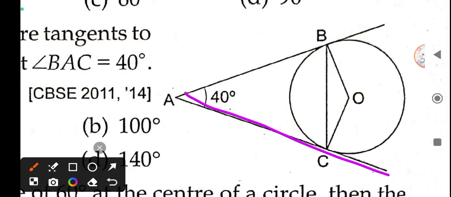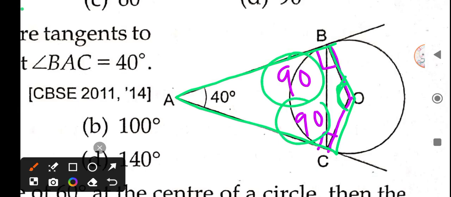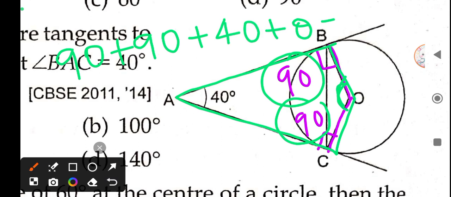Firstly, this is a tangent AC, and this is the center. So the angle from the center will be 90 degrees. Here also it will be 90 degrees. Now let me use another color so you can see it clearly. Are you getting that this is a quadrilateral? The sum of all the angles of a quadrilateral is 360 degrees. So let's use the angle sum property and you will get angle BOC. Let's take angle BOC as theta. So 90 plus 90 plus 40 plus theta is equal to 360.